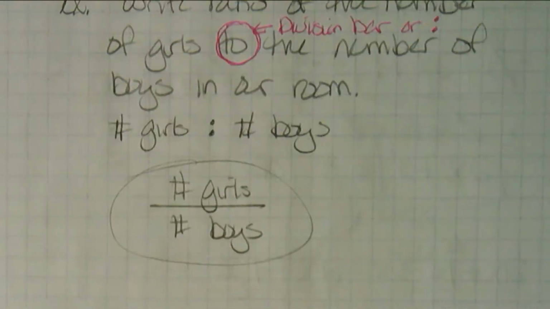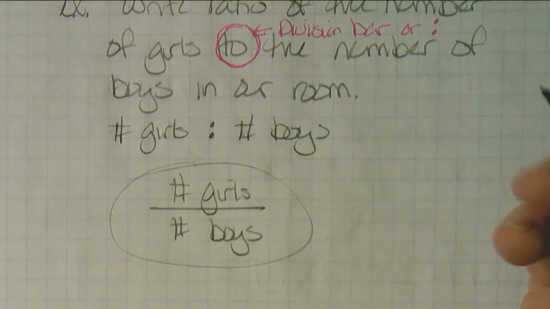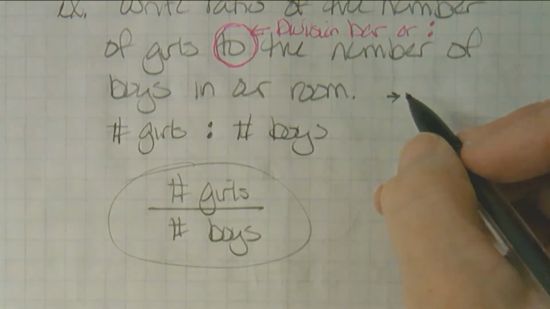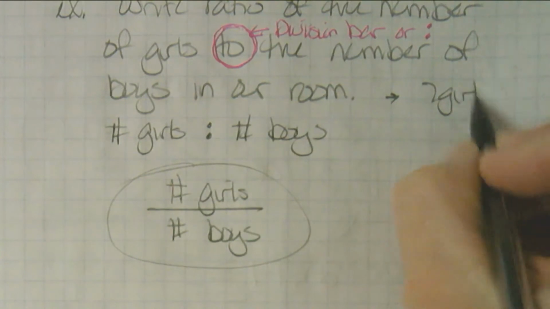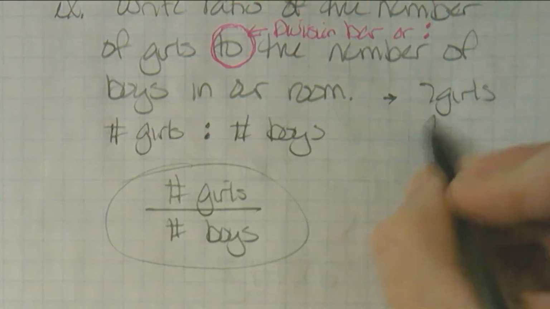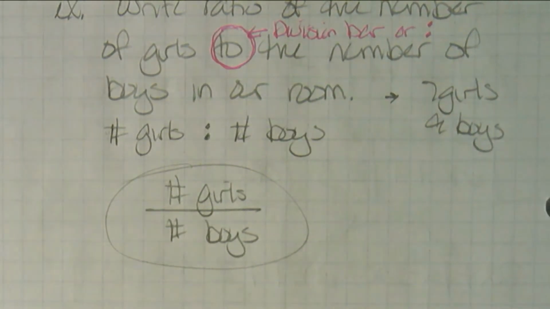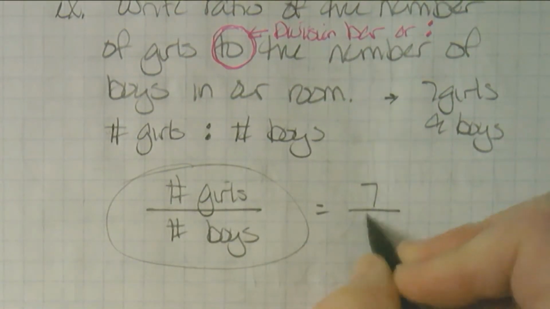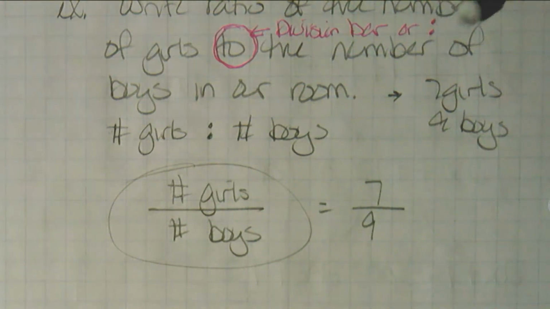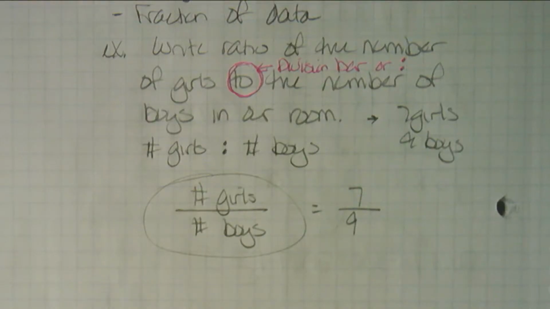So it's the fraction. So in our class, if we have 7 girls, we have 9 boys, our ratio would be 7 over 9. We're comparing boys to girls. All right. We're going to be spending more time on rates.